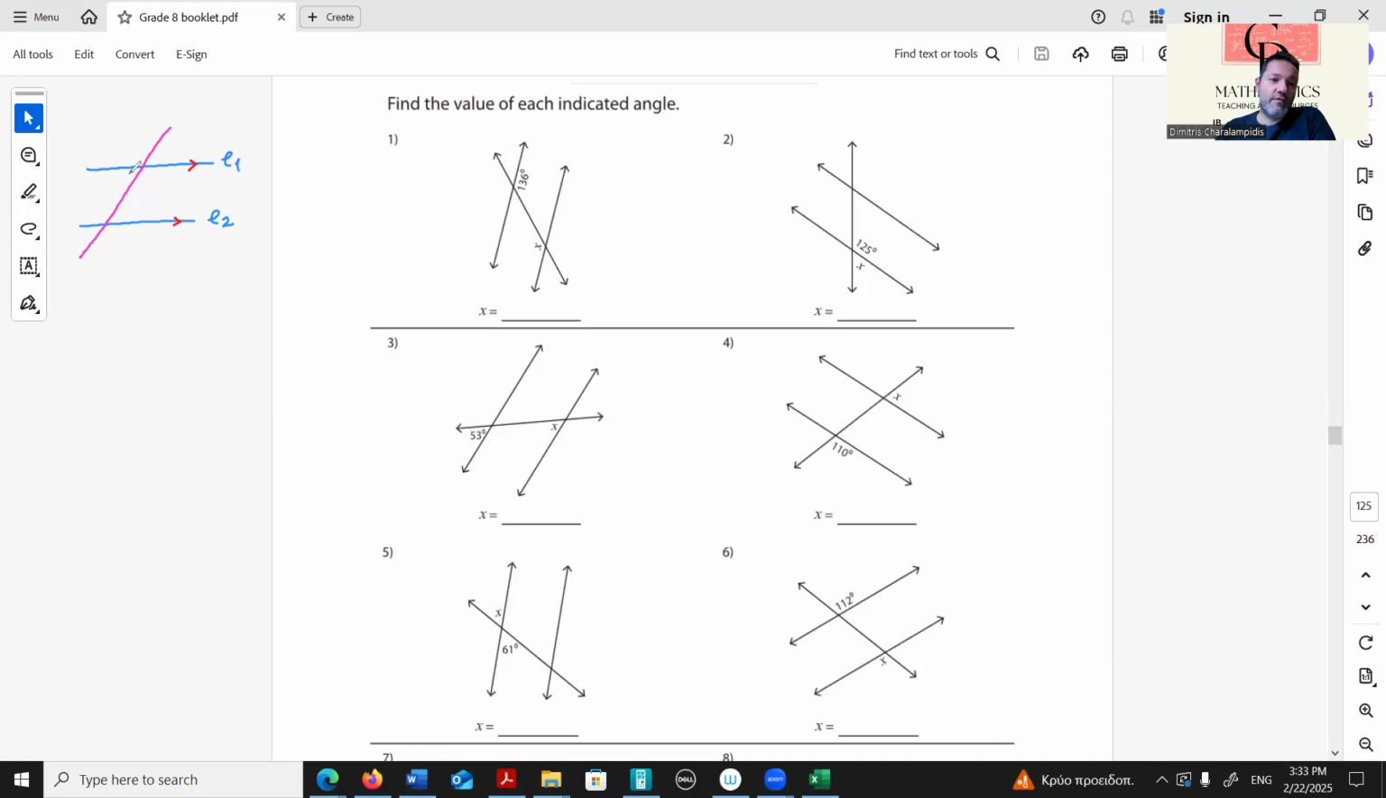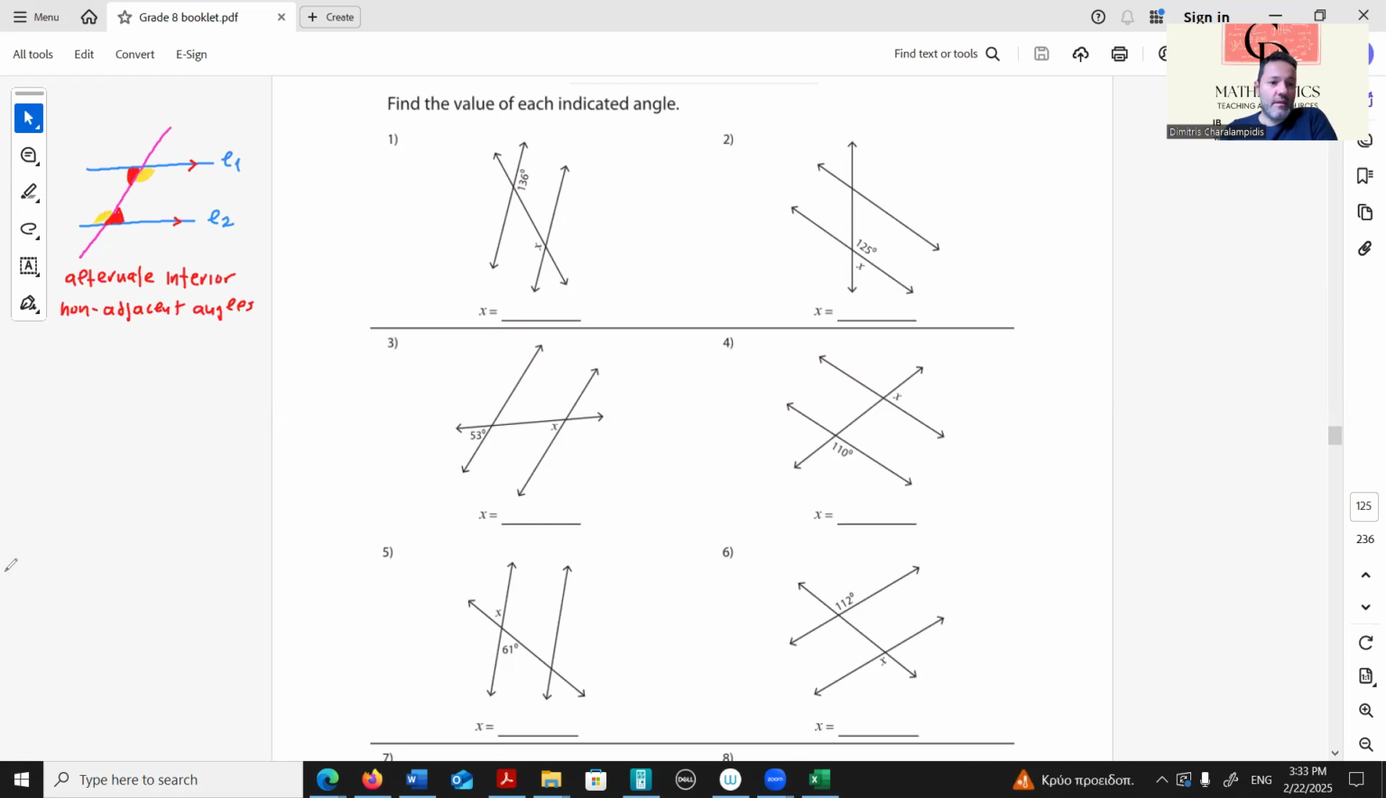These are, first of all, alternate interior non-adjacent angles. Let me write that. Alternate interior non-adjacent angles. We're talking about these red ones, but not just these two. We're talking about these yellow ones as well.